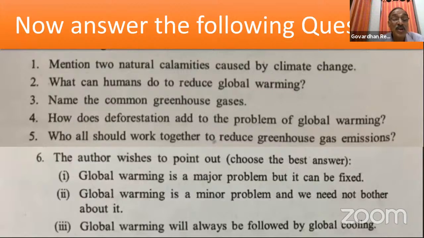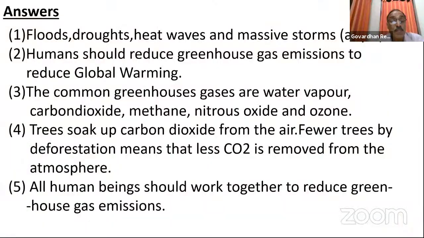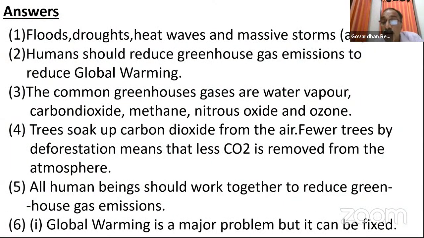The last 6th one. The author wishes to point out, choose the best answer. He has given 3. Global warming is a major problem, but it can be fixed or solved. Or global warming is a minor problem, means small problem, and we need not bother about it. Or global warming will always be removed by global cooling. So of this, the answer is the first one. Global warming is a major problem, but it can be fixed or solved.